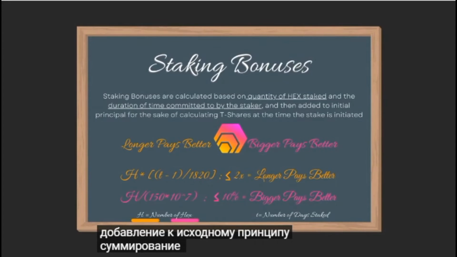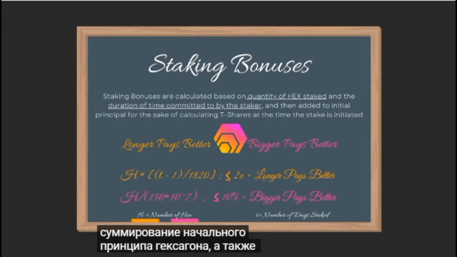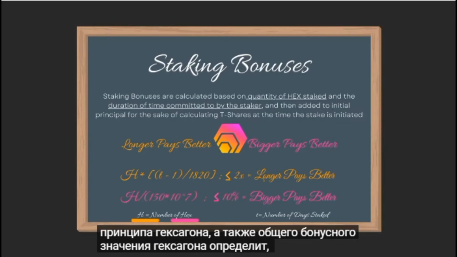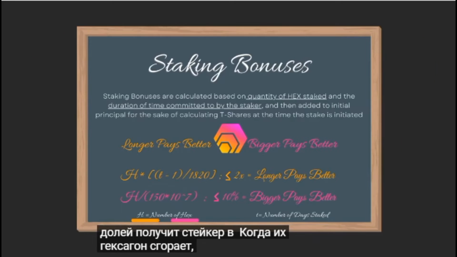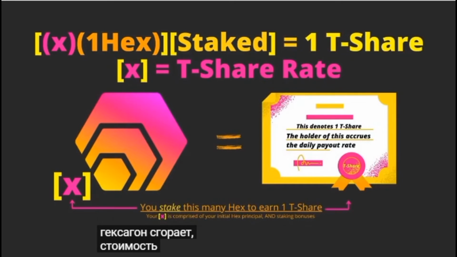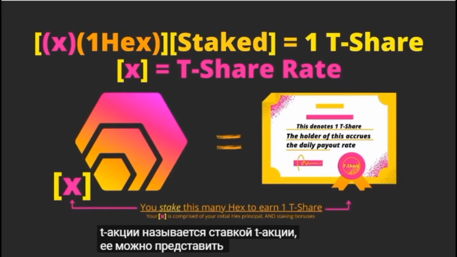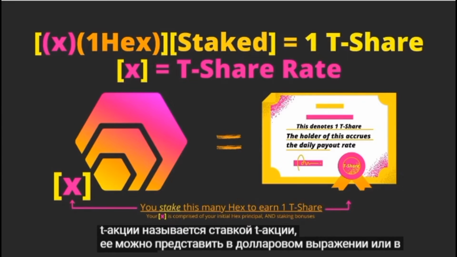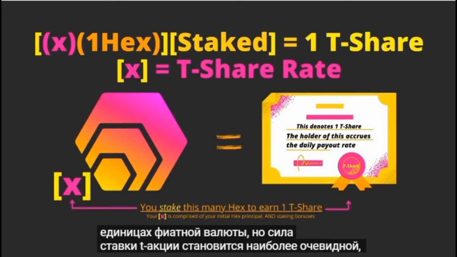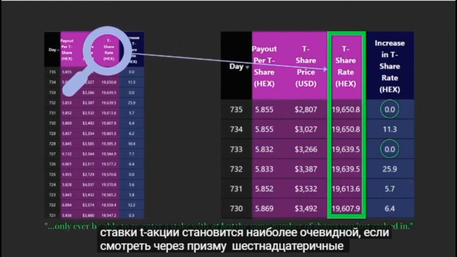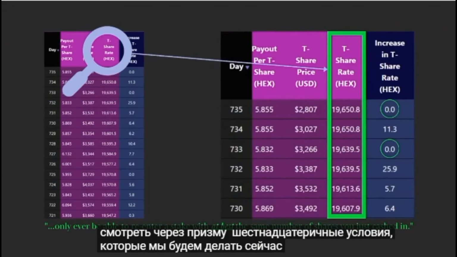Summing together the initial principal of Hex as well as the total bonus value of Hex will determine how many T-shares a staker receives at the time their Hex is burned. The cost of a T-share is referred to as the T-share rate. It can be represented in dollar terms or fiat currency terms, but the power of the T-share rate becomes most evident when viewed through the lens of Hex terms, which we will do now.